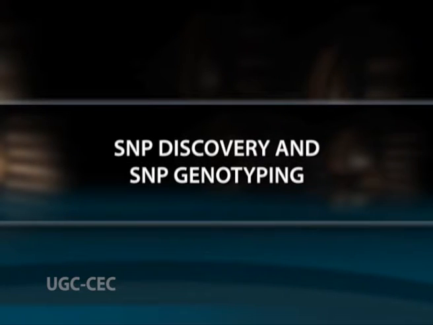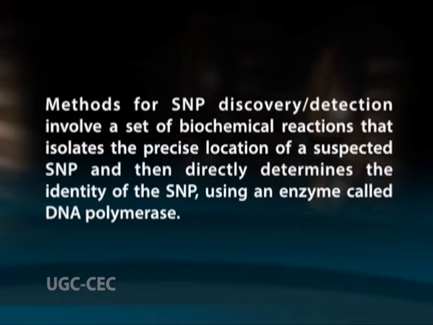SNP discovery and SNP genotyping. There are over 1 million SNPs identified. 95% of these are unique and valid polymorphisms. Methods for SNP discovery or detection involve a set of biochemical reactions that isolate the precise location of the suspected SNP and then directly determine the identity of the SNP using an enzyme called DNA polymerase. Also, many SNPs were initially detected by comparing different sequenced genomes.